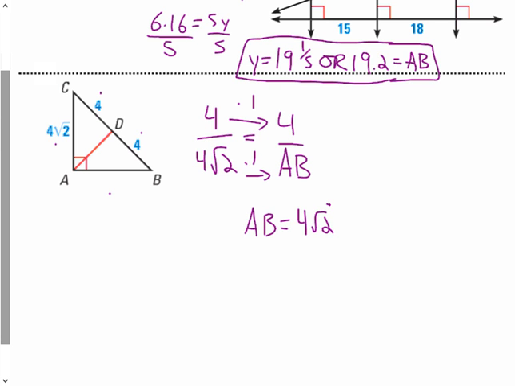It looks like you're going to have some hard math to do, but if you just look at what we have, it's going to match. They're going to be the exact same. So AB is going to equal AC, which is 4 root 2.